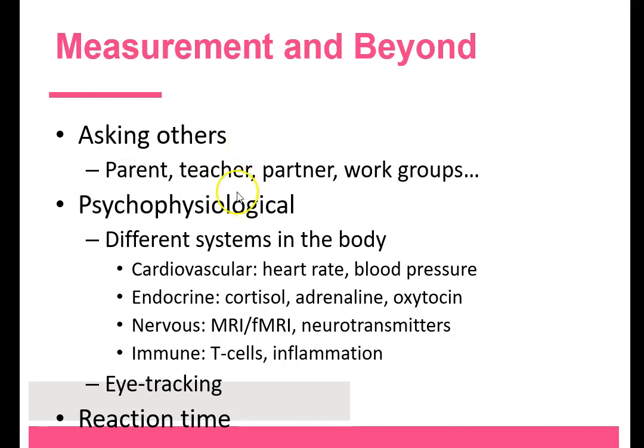We can also use psychophysiological measures. So we have talked about this also, measuring heart rate, endocrine like cortisol and different hormones, MRI, fMRI, neurotransmitters, eye tracking, all sorts of other ways so that you're not just relying on someone's report. You can also look at some maybe measurements that seem a little less potentially subjective.